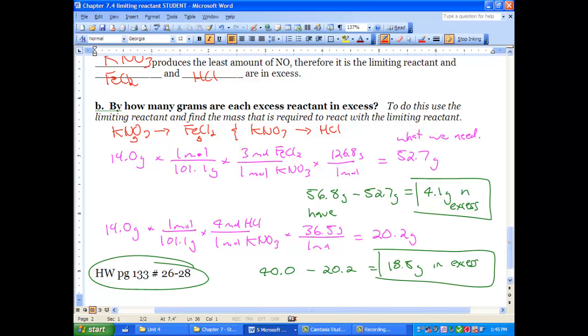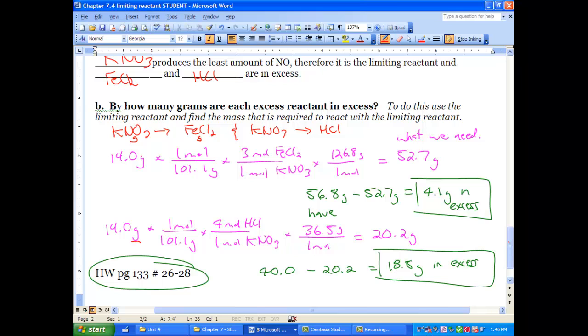And what industry is going to say is, well, why am I adding 4.1 grams of excess when I don't need it? So they're not actually going to add 56.8. They're only going to add 52.7, and they know 100% of it's going to get used up, and their waste will be 0. In regards to the other reactant, HCl, we don't need 40 grams of it.